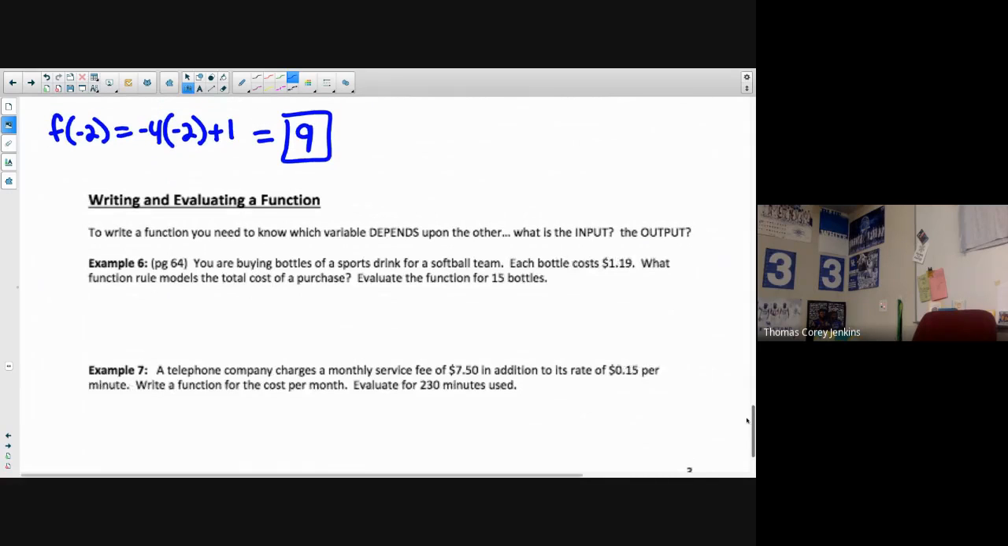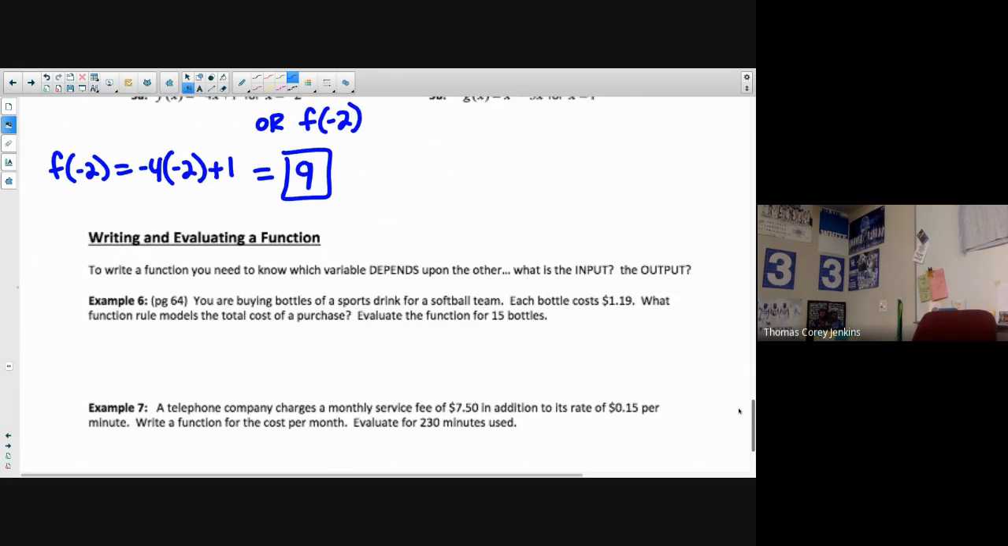So looking at example 6, it says you are buying bottles of a sports drink for a softball team. Each bottle costs $1.19. What function rule models the total cost of a purchase? And then evaluate for 15 bottles. So what are my two variables here? We want to define our variables. What two things could change? Well, we have total cost that could change, and then we have the number of bottles that we buy that could change.